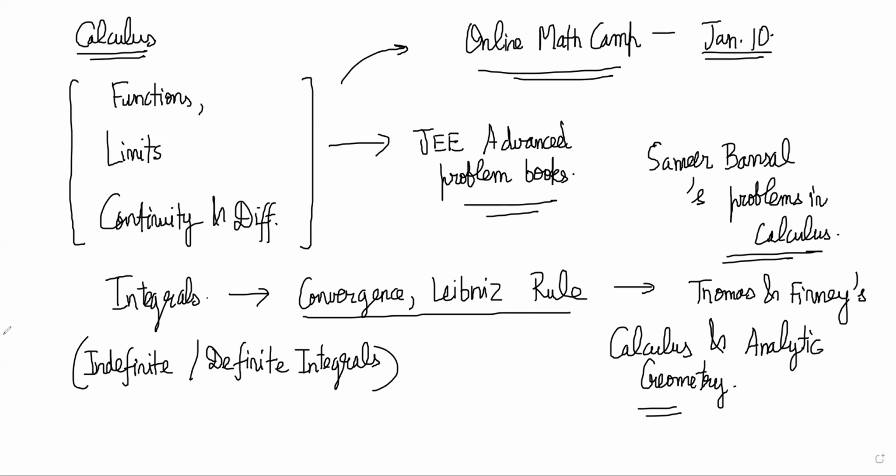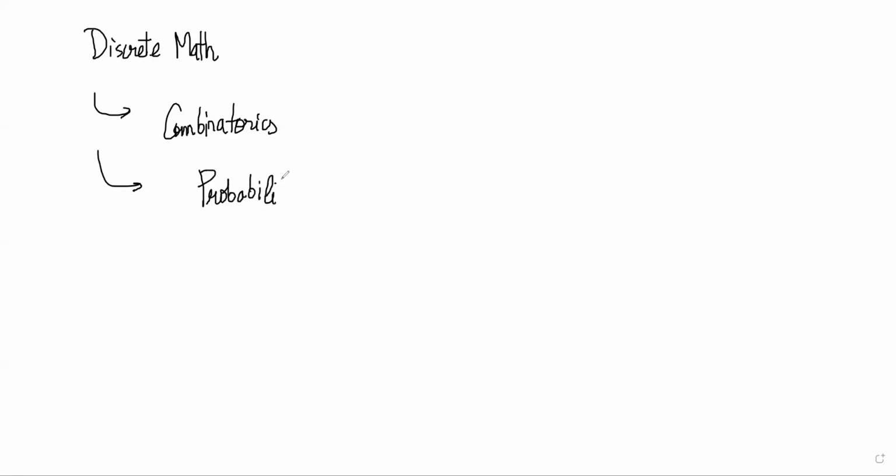Okay. And finally, we have discrete maths. Discrete maths is basically combinatorics. So in this, the chapters that are there are combinatorics, basic counting principles, and there is probability. So for probability, I would say use JEE Advanced problem books, JEE Advanced material. Coaching material is also fine. And you can use that for practicing.